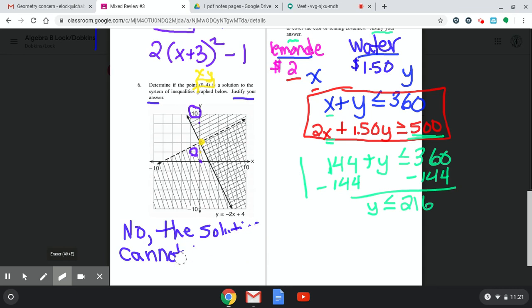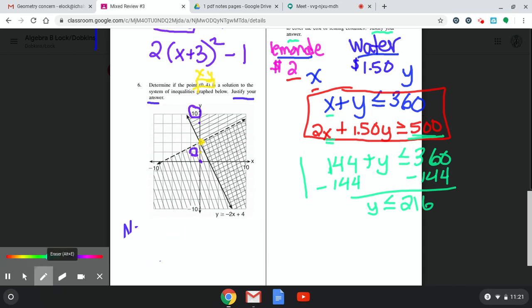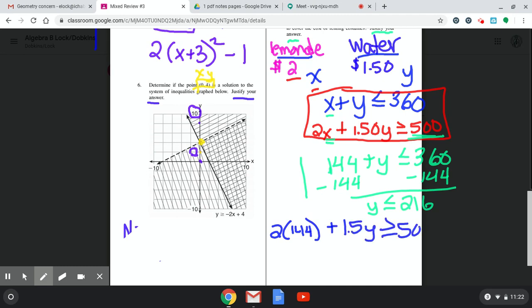So now using the second equation, I'm going to put the 144 in for X in our second equation instead. So if we take 2 times 144 plus 1.5y is greater than or equal to 500. The money is really the case that we need to be a little bit more diligent about finding. So here, 2 times 144 is 288, and we can subtract that from 500. We're left with 1.5y is greater than or equal to 212.